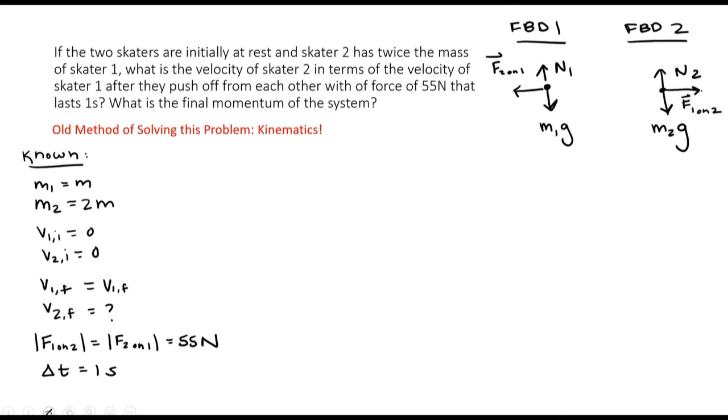Okay. And then we know the magnitudes of those forces. So what we can do then is think about the net force on skater 1 and the net force on skater 2. Think about the acceleration, which will tell us about the velocities of those two skaters. So let's start with skater 1.